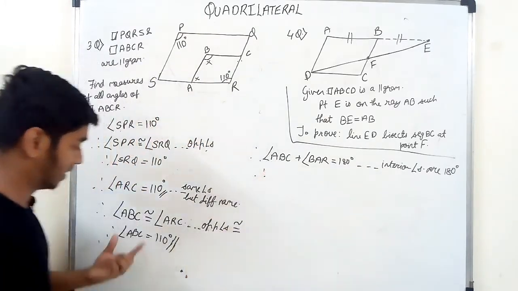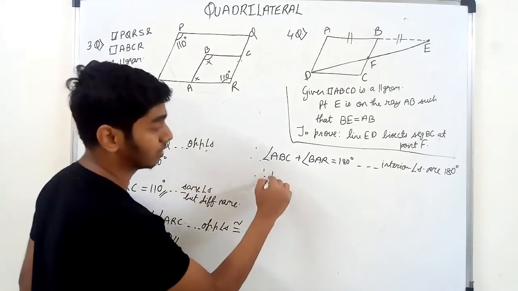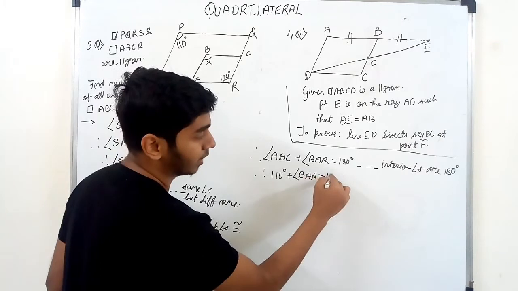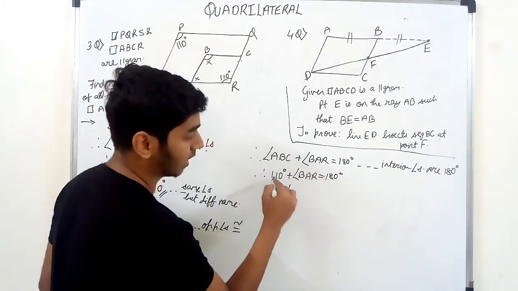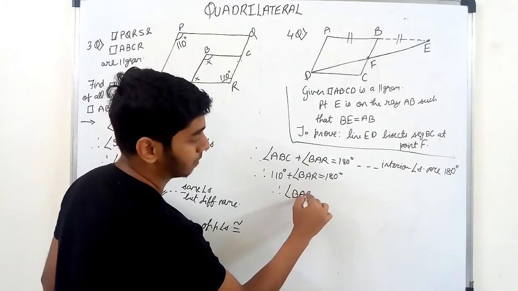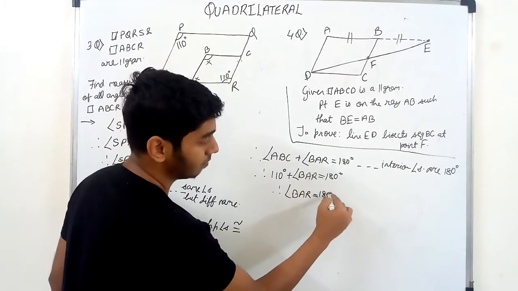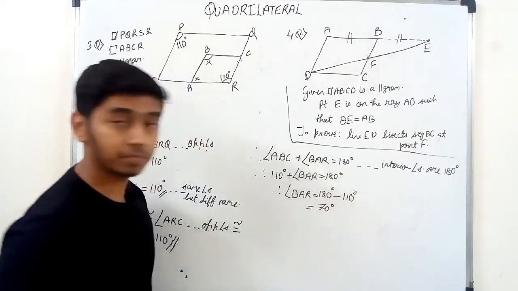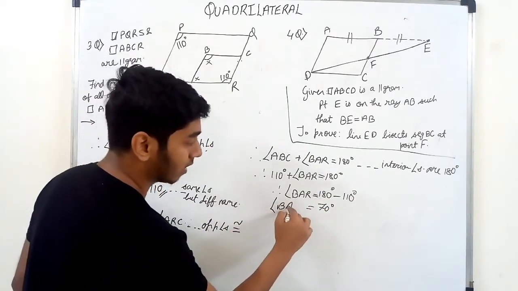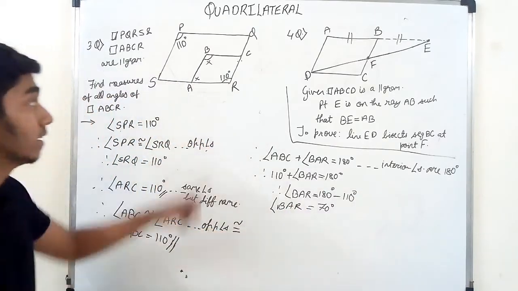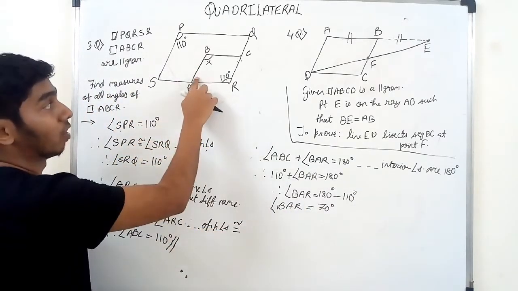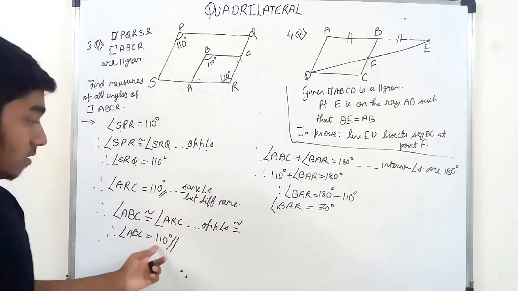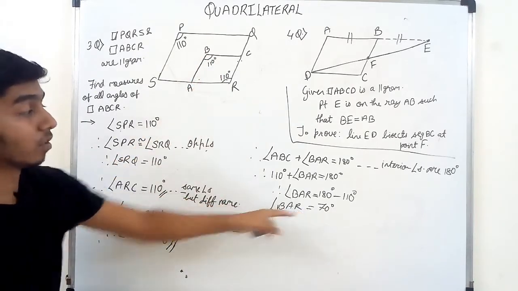Therefore we can say ABC is 110, so substitute, plus BAR we need to find, therefore take 110 that side, we get BAR equal to 180 minus 110, this will give us 70. Yes or no? So angle BAR is 70 degrees, which is this. So we have got, this is 110 because opposite angles here, then this by interior angle we have got 70.